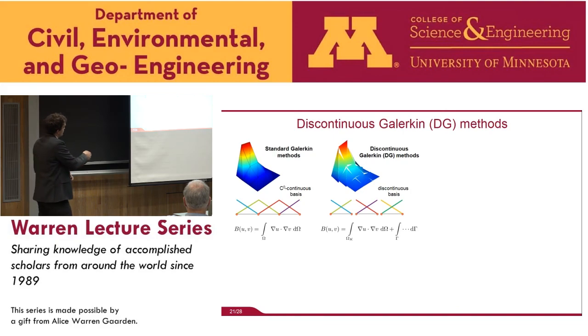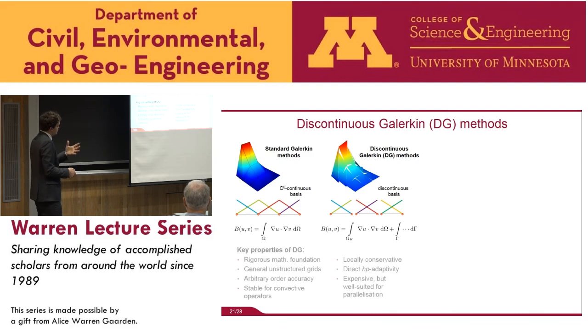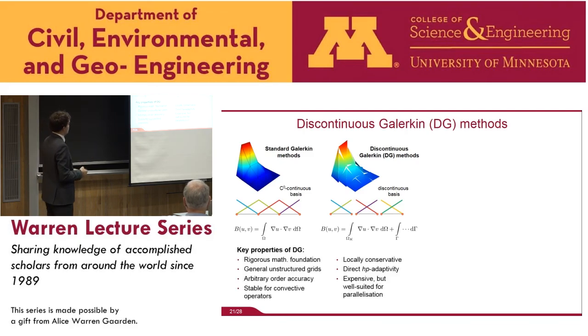Now the question is, why would you do something like that? And it turns out that there are significant advantages for this type of numerical scheme. For example, you have a rigorous mathematical foundation. You can apply this on unstructured general grids. You can have arbitrary order accuracy. This scheme is naturally stable for convective operators. It is locally conservative, which is a very strong argument for many, let's say, more application-oriented people in fluids who want to have local conservativity in a discretization scheme.